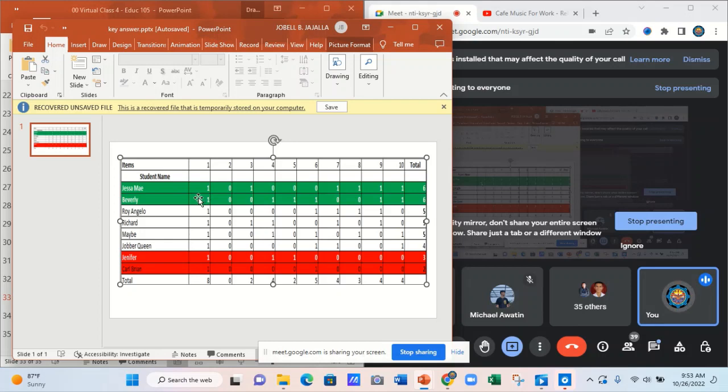Sunod na pod kay Beverly, 1001111001. Then until such time na mahuman ka kay Carl Bryan. So that is how you tabulate your scores. And dapat pag tabulate nakapasunod na ang imuhang scores. Again, nakapasunod na dapat siya.